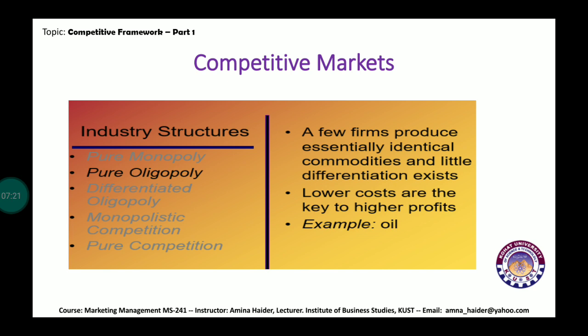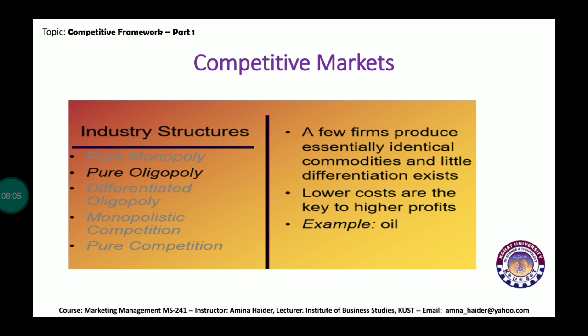The term oligopoly is derived from two Greek words. Oligi means few and polein means to sell. So oligopoly is the market structure in which there are only a few sellers. And in the case of pure oligopoly, they produce homogeneous products. So oligopoly refers to a market situation in which there are few firms selling homogeneous products.